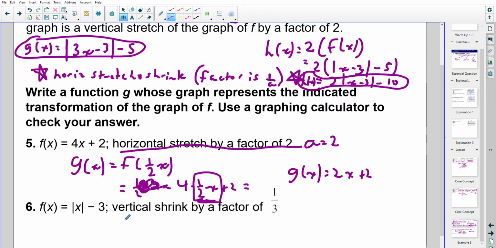Vertical shrink, remember, if it's vertical, you use the same number, so it'd be 1/3 times the whole thing. So it's very subtle, but be very careful on these problems. It's easy to get them mixed up.